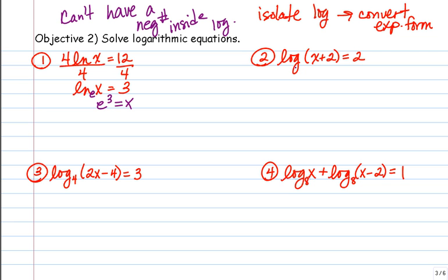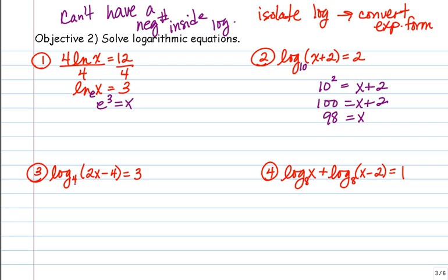Now, number 2, log of x plus 2 equals 2. It's already isolated. So remember, log has a base of 10, so this means 10 to the second power is equal to x plus 2, or 100 is equal to x plus 2. So x would have to be 98.